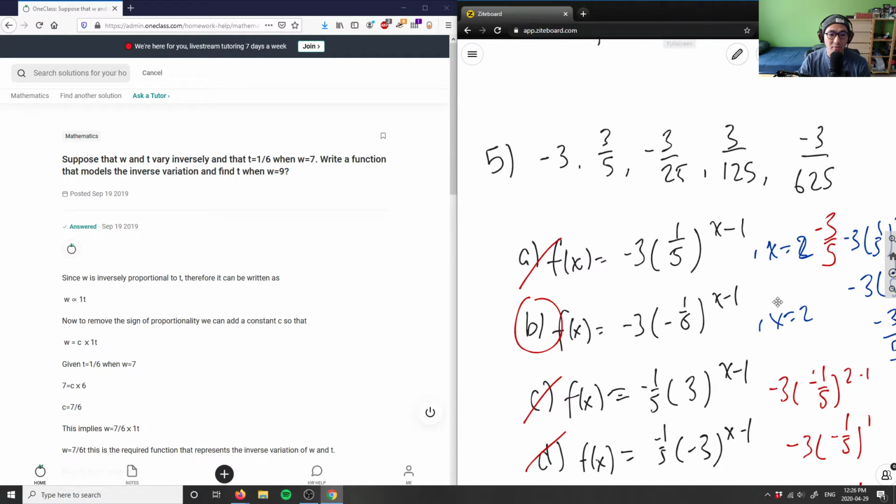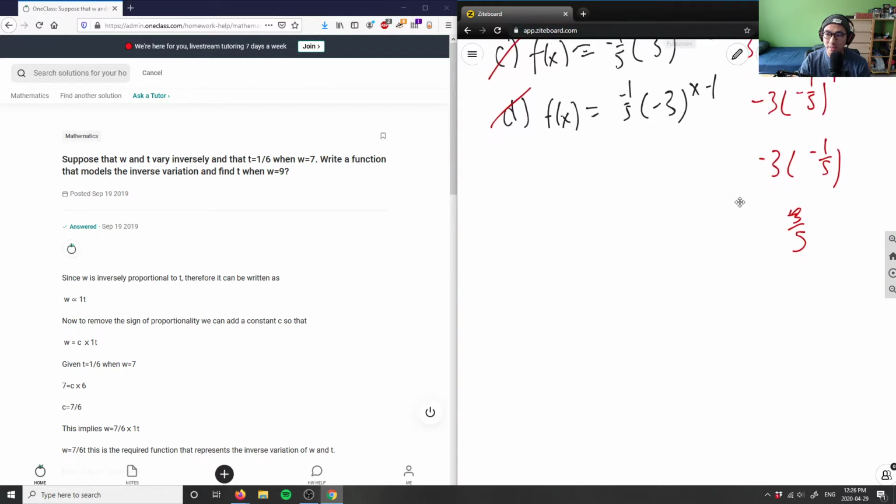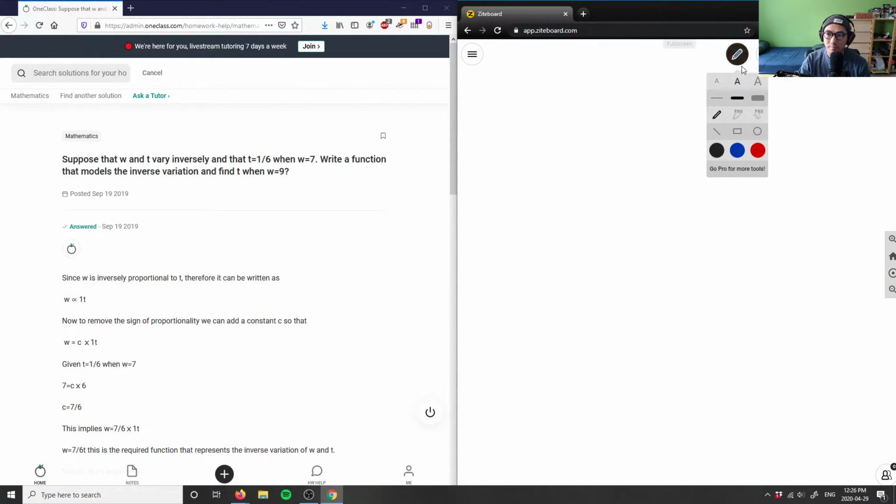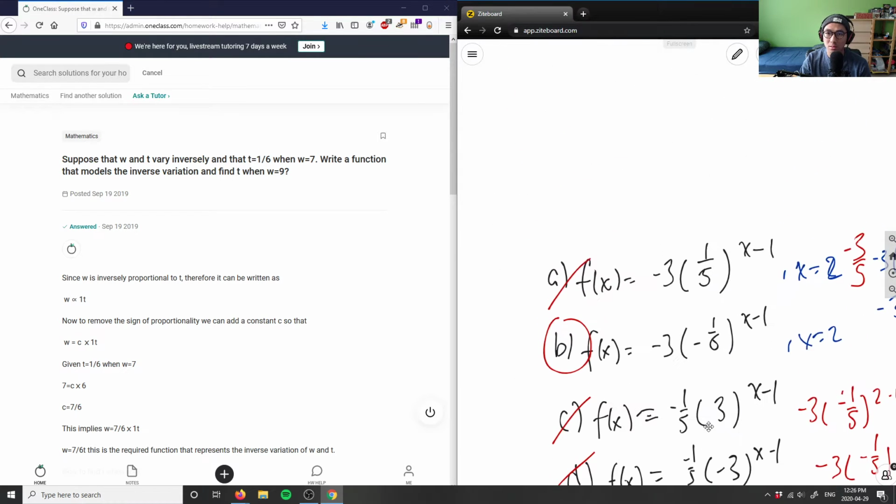So that's 5. Let's look at 6 here. So it says here, suppose W and T vary inversely and T equals 1/6 when W equals 7. Write a function that models the inverse variation and find T when W equals 9. So it says here, is this question 6? Yeah.